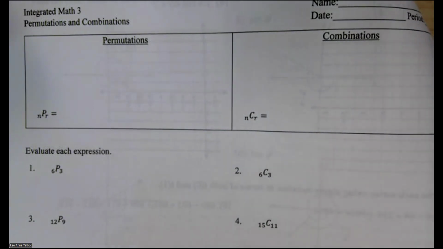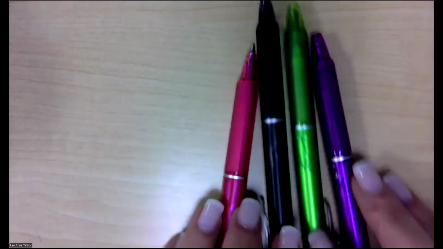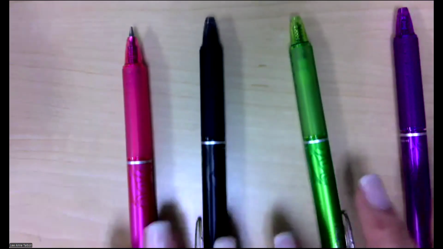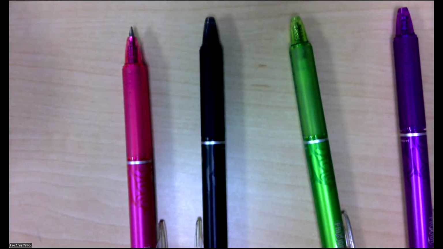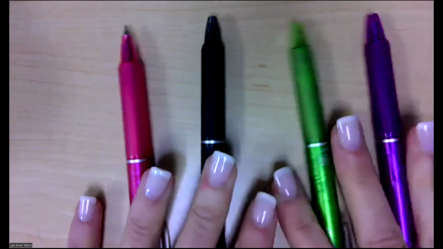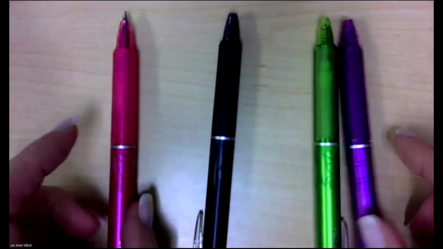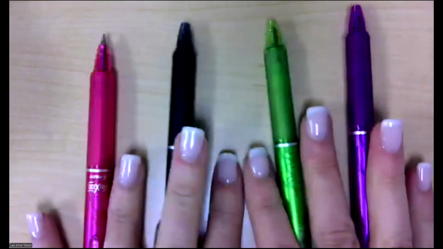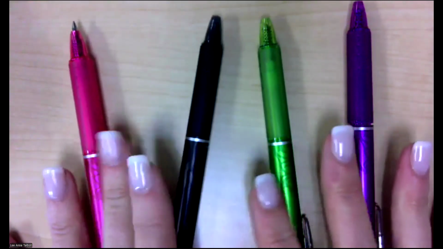Okay, the first thing I need you to do is just look up at the screen. This is going to be very simple at first, but I have 4 pens. I have a lot more than 4 pens, but I have 4 pens. I'm going to talk about how many different ways I can arrange these pens. So that is called a permutation. Okay, now there's 4 pens, so I have 4 different spots to put them in. Just think of it that way.